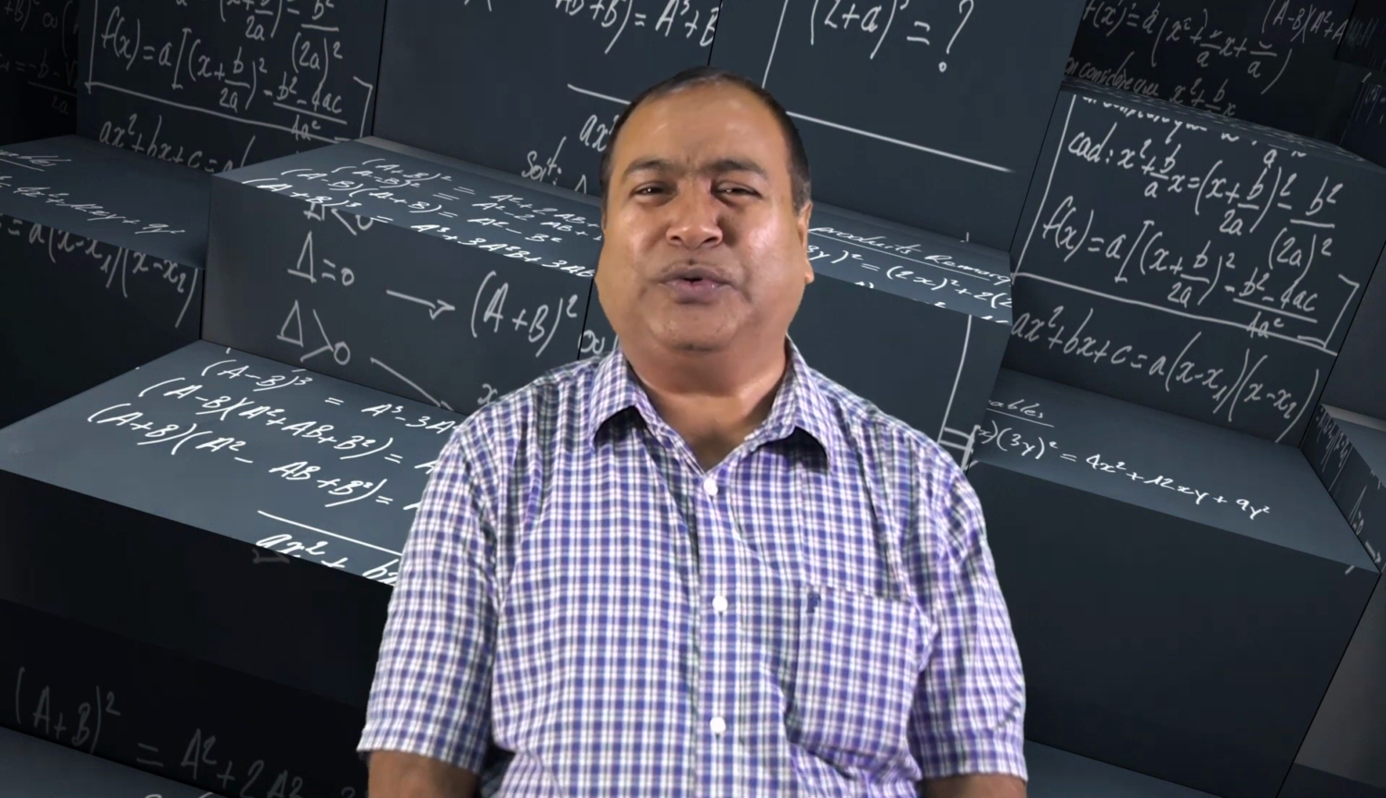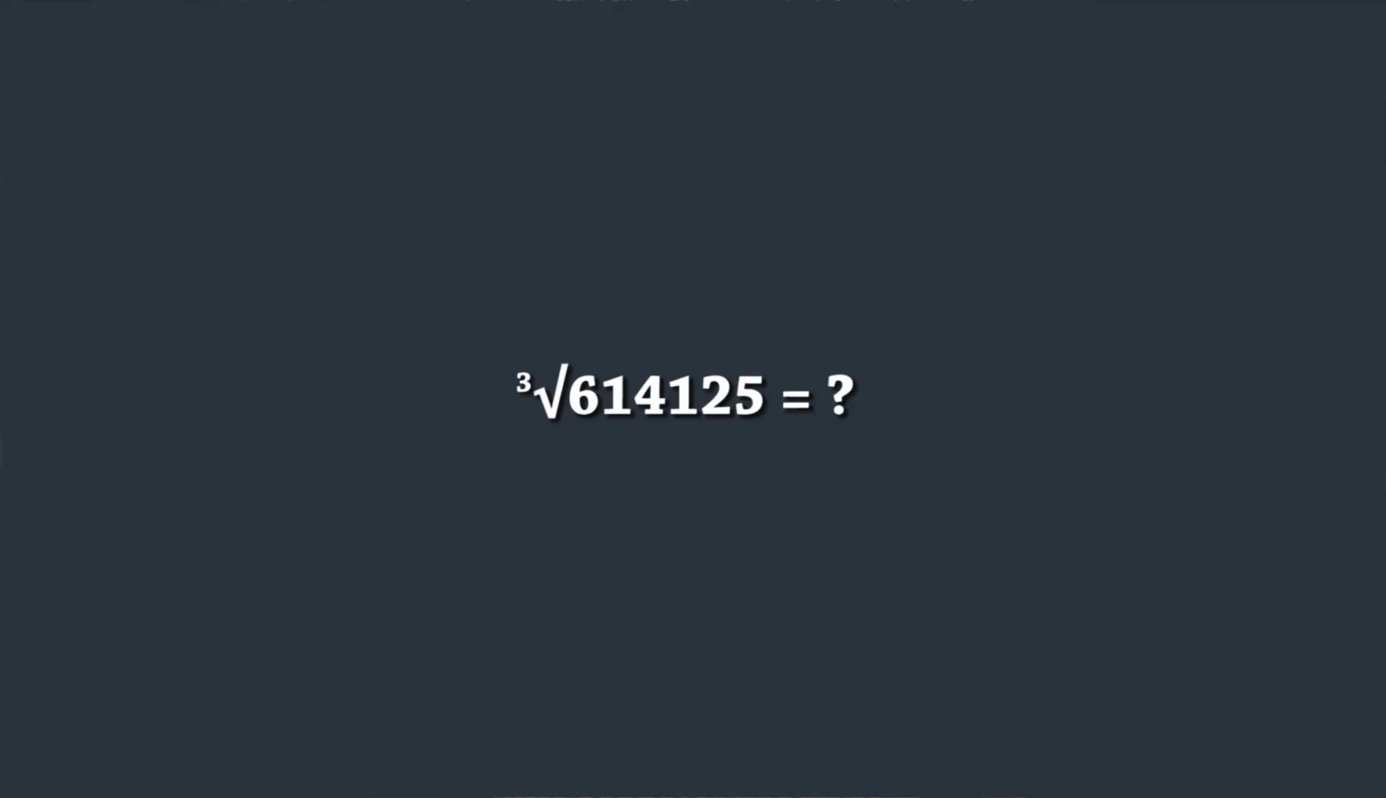Let us take the next example. What is the cube root of 614,125? It contains 6 digits. Let us observe the following steps. Step 1. 614,125 can be made into 2 groups: the first group containing 614, the second group containing 125.